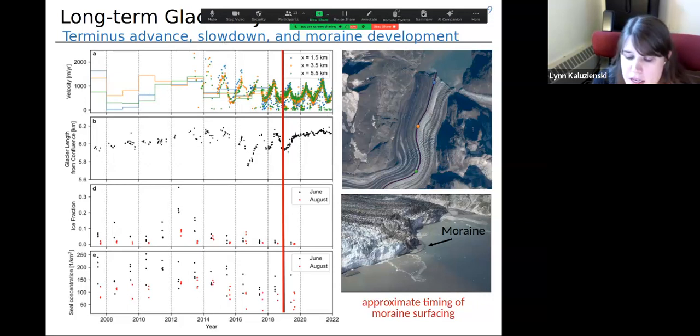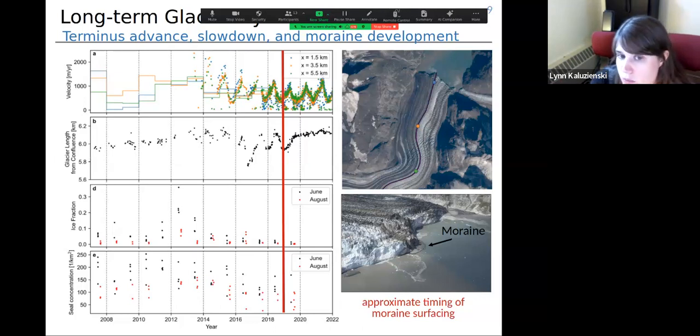I don't have the elevation on this particular plot, but I do have terminus position, so that's what's in the second plot. Between 2007 and the end, the terminus of Johns Hopkins Glacier has advanced about 230 meters, and it's thickened by about 23 meters.